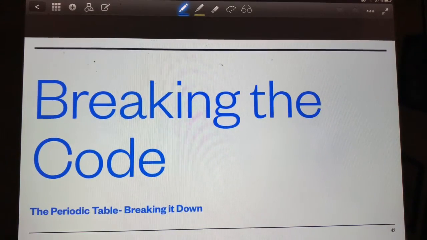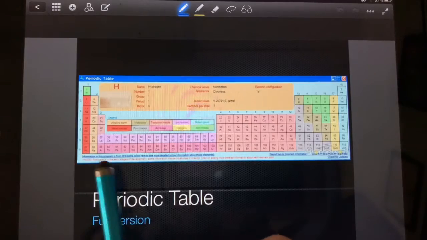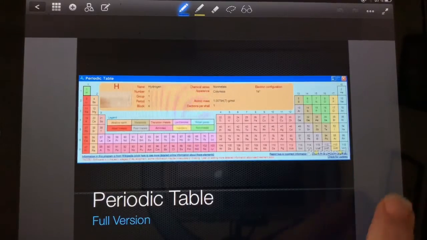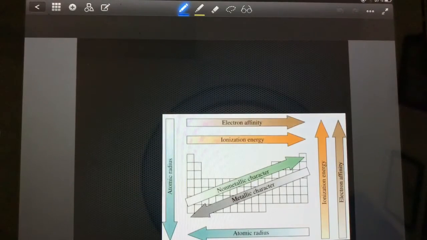More on breaking the code. Here's a full version of the periodic table. If you notice, it's extremely long. This is what we're used to on our wall. We talked about this in the last video, so now that we have it put together, we can see these trends on our periodic table. We are going to want to take time to mark ours up.